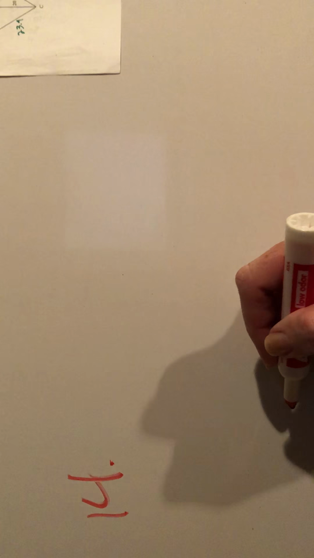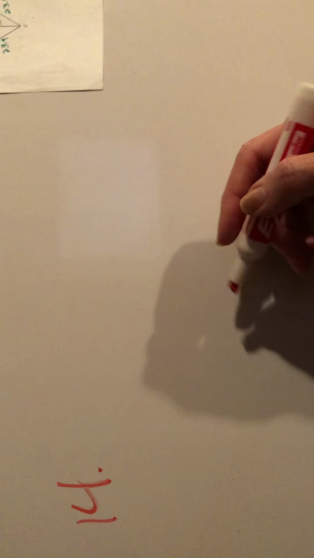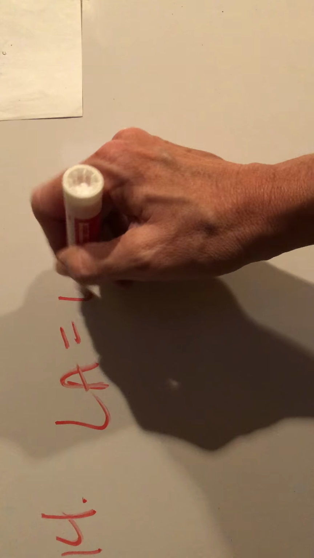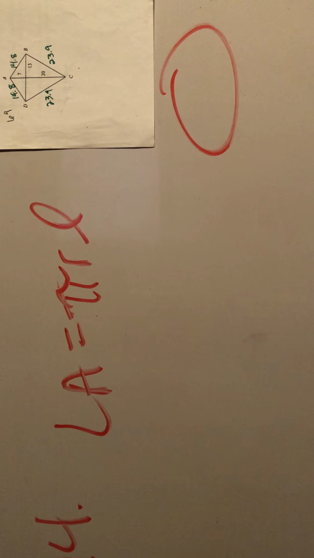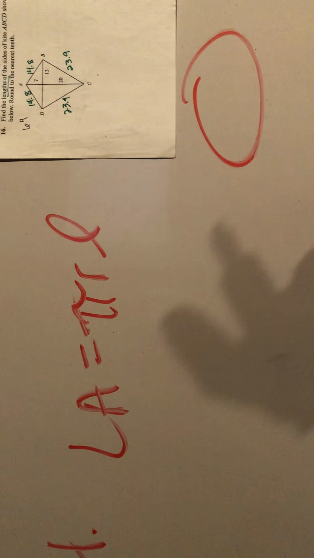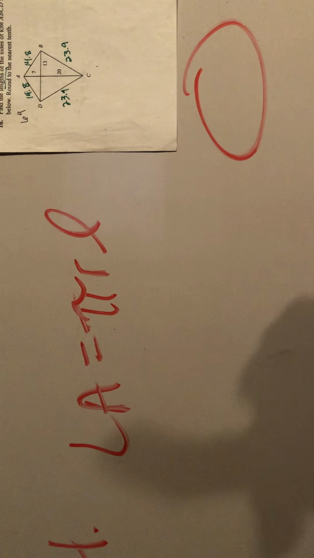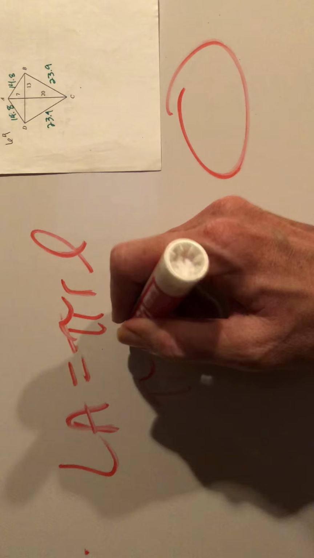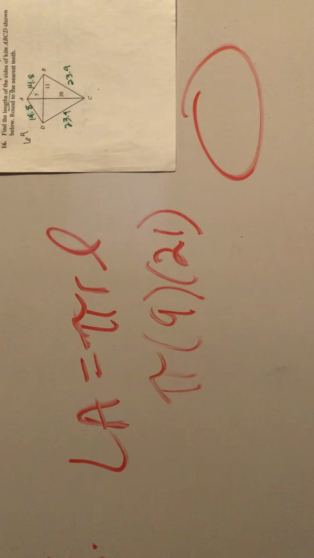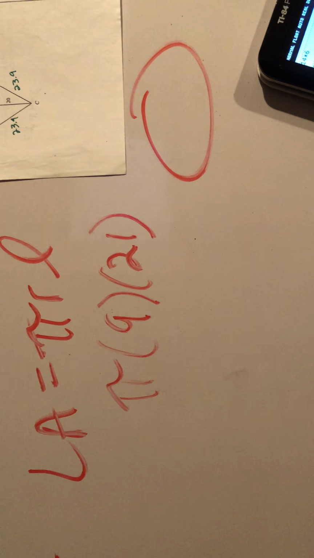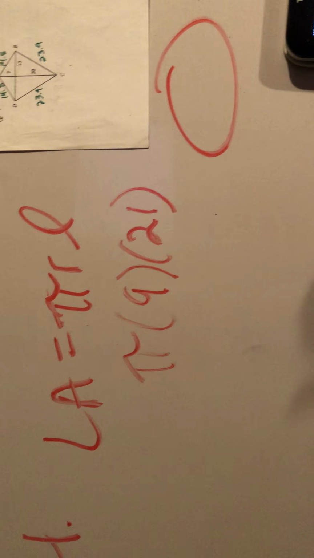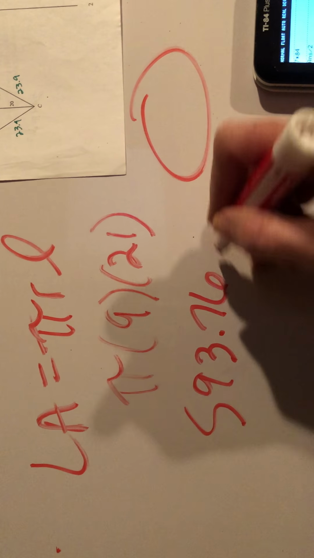Okay, then on 14, we are calculating the lateral area of a right cone. So we want lateral area of a right cone, which would be pi r times the slant height, because it's a cone. My radius is 9 and my slant height is 21, so we don't have to find anything weird. It's to the nearest hundredth. So pi times 9 times 21 is 593.76 to the nearest hundredth inches squared.